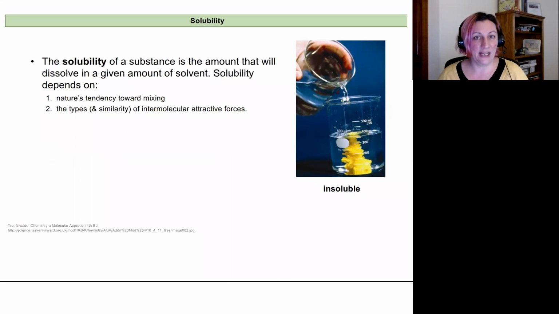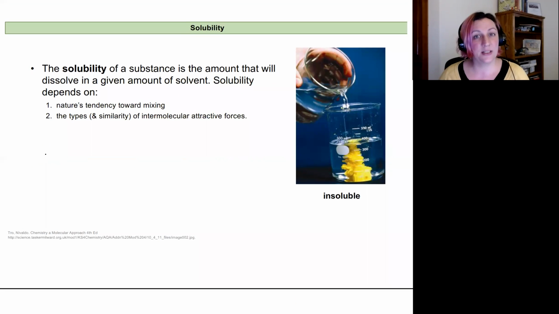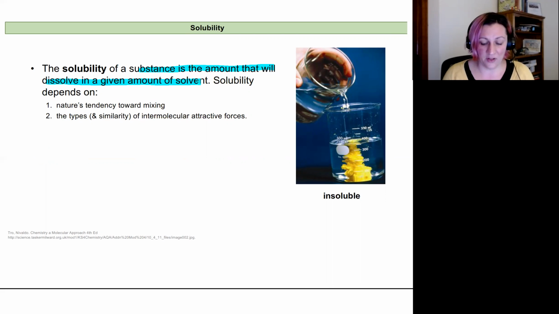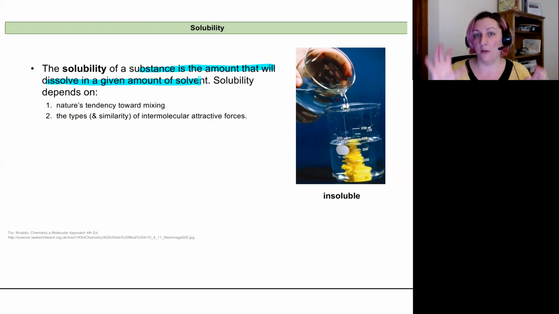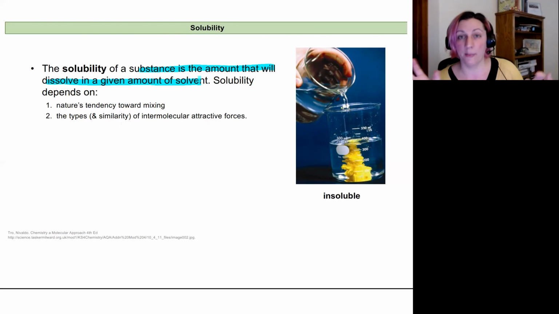And so we find that we can still predict solubility even without the shortcut of the table. The solubility of a substance we define as the amount that will dissolve in a given amount of solvent. So it's a comparison, right? It's saying this mass of X will dissolve in 100 milliliters of water or some other solvent. And we track and report solubility in that way.